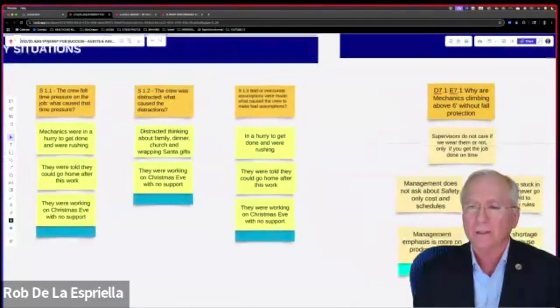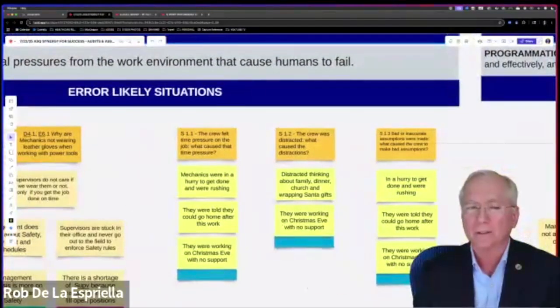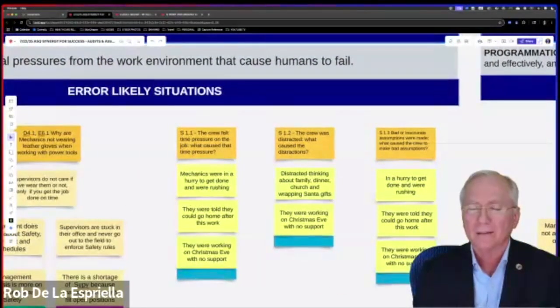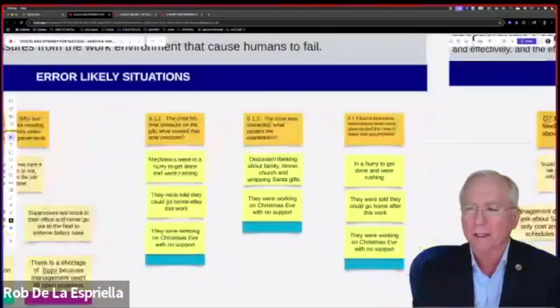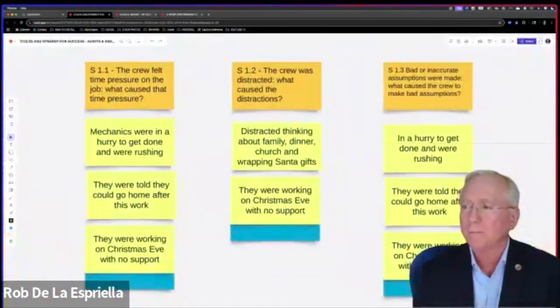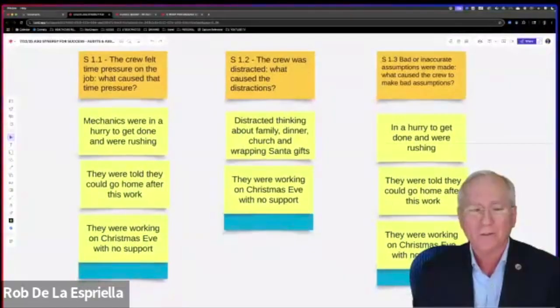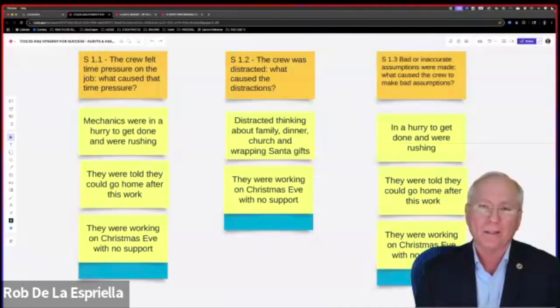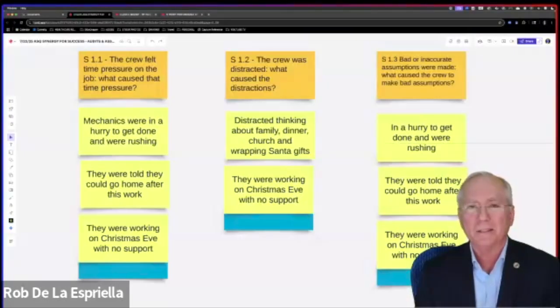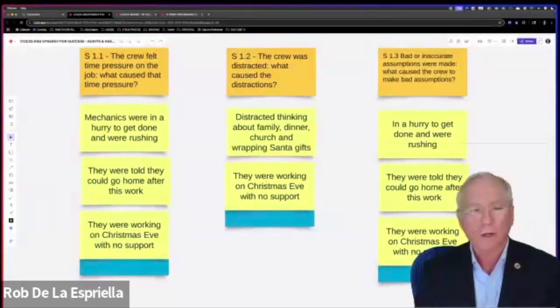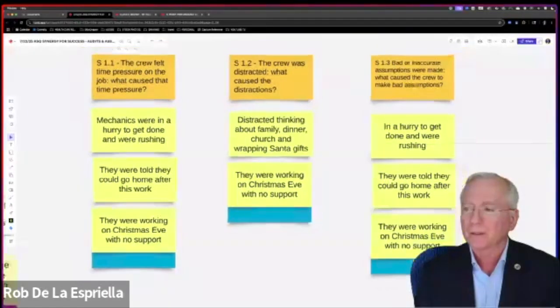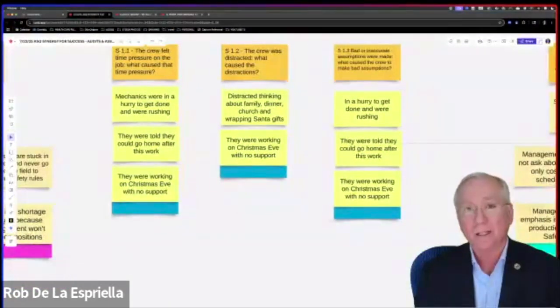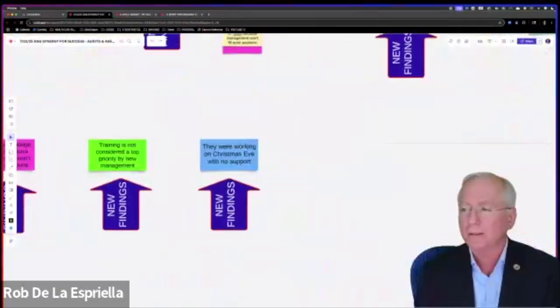What was the pressure, the error-likely situation that the crew was working under? And we did that behavioral survey, and it came out that they felt a lot of pressure. They were distracted and they were making bad assumptions. At the heart of it is they were told to work on Christmas Eve without any support, right? No supervision. They were told they could go home as soon as they finished this job. They want to get home to family and Christmas Eve kind of activities. So they rushed through it and they blew it. So working on Christmas Eve, which is a holiday, with no support, is a problem.